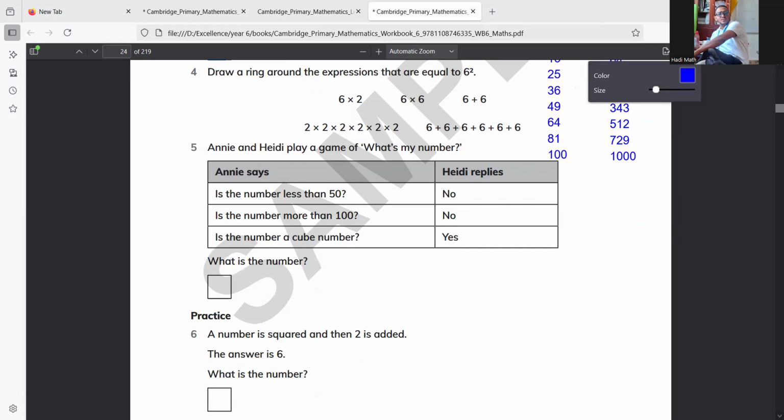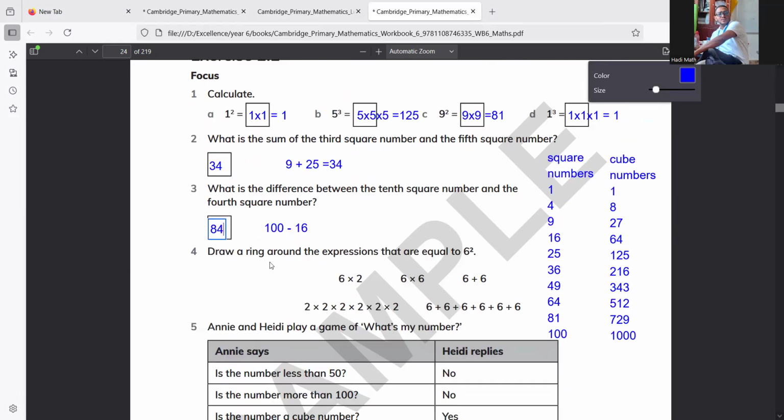They ask you here, draw a ring around the expression that is equal to 6 squared. We know 6 squared means 6 multiplied by 6, which is equal to 36. So 6 multiply 6, this is the correct answer. 6 multiply 6 is equal to 36. So you go and you circle this one, 6 multiplied by 6.